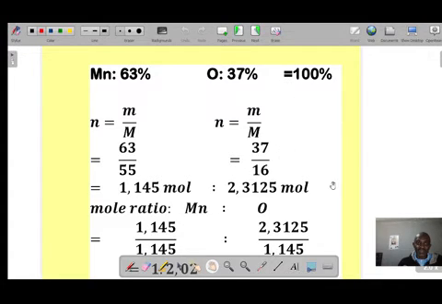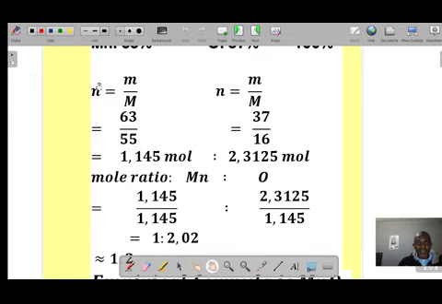Now, this is what we do usually. We're going to find out the moles of manganese by getting mass over molar mass, which is 63 over 55. It gives us 1.145 moles. Then likewise, oxygen, being 37%, I'm going to use moles equals mass over molar mass. I divide 37 by 16, which gives me what? 2.3125 moles.